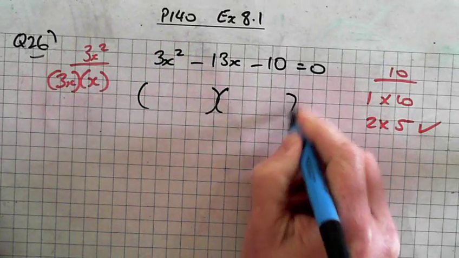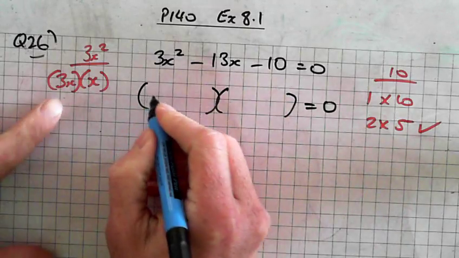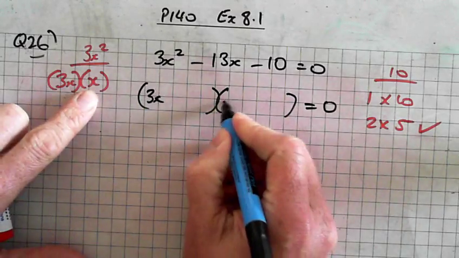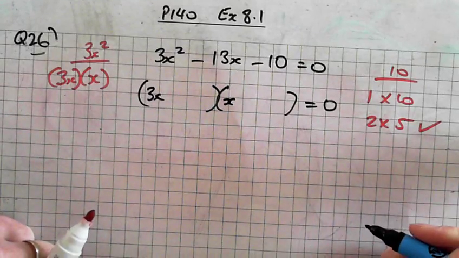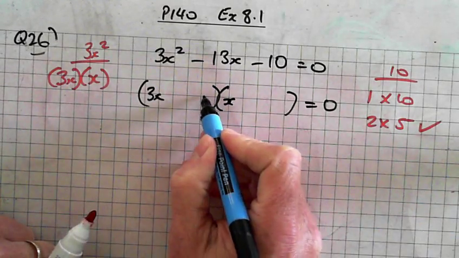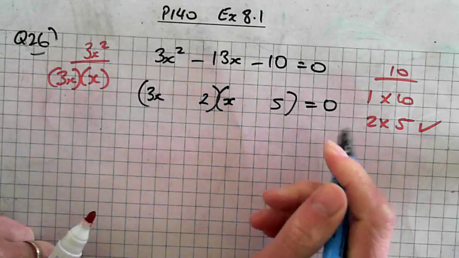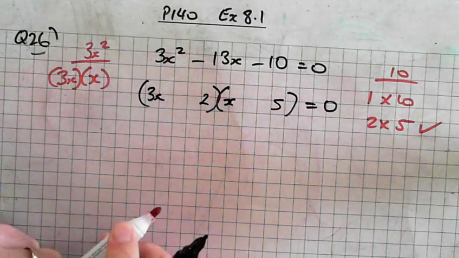Alright, so we just need our brackets. And we put in 3x there, and we put x there. Okay, we're going to use 2 and 5. How can we put it in so it's incorrect? If I put in 2 first, that's going to be incorrect, is it? No, that's going to be correct.